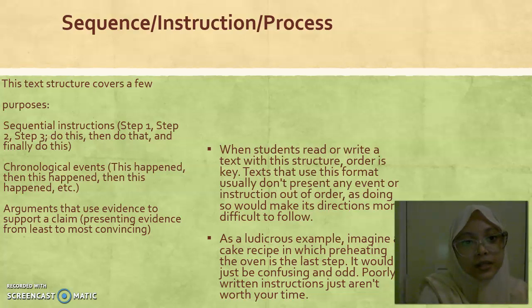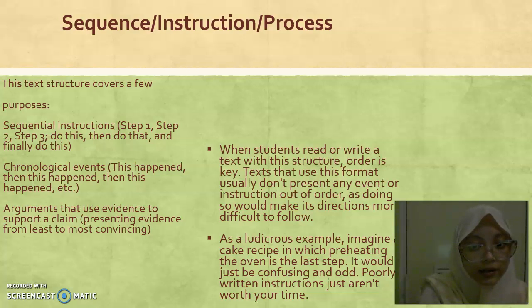The next is sequence or instruction or process. This text structure covers a few purposes. Sequential instruction: step 1, step 2, step 3. Do this, then do that, and finally do this. Chronological events: this happened, then this happened, then this happened, and so on. And last is argument that uses evidence to support a claim, presenting evidence from least to most convincing.